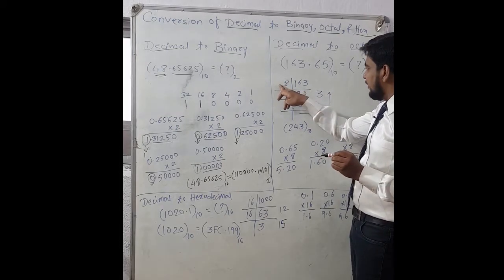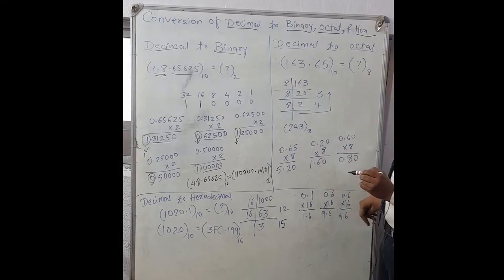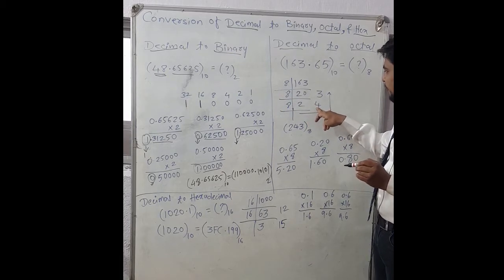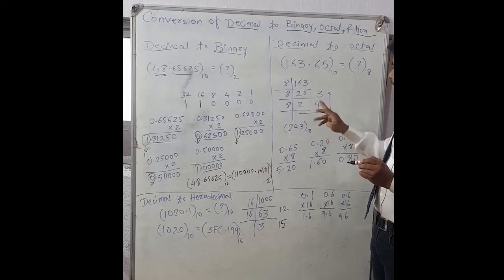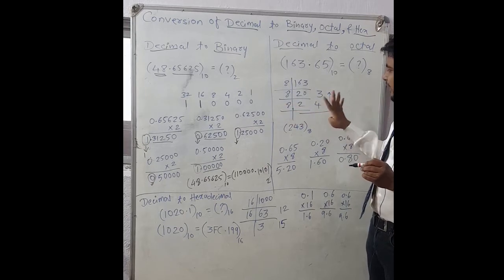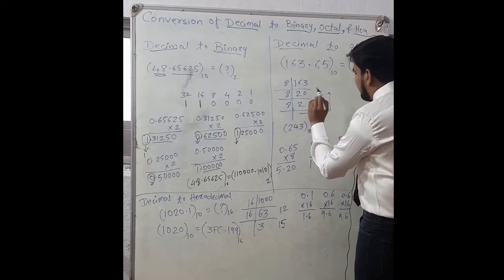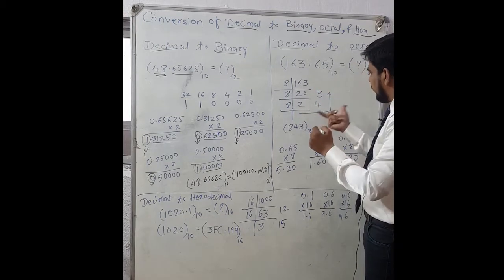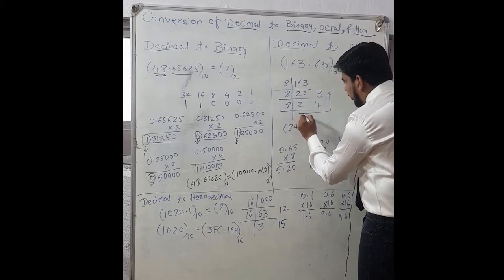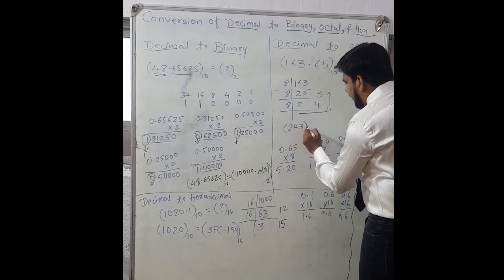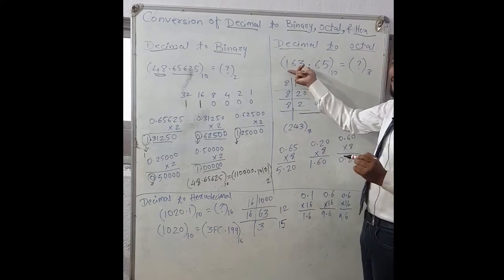So divide by 8. 20 multiplied by 8 is 160, remainder is 3. 8 times 2 is 16, remainder is 4. And now when the quotient is less than 8, we have to stop the division. We have to follow the direction from bottom to top, which means 243. 243 is the octal equivalent of 163.